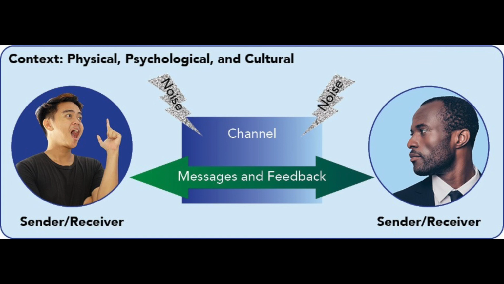The transaction model of communication includes all of the elements from the previous models, but the biggest difference is that both parties in the conversation are simultaneously the sender and the receiver, and both are sending and receiving messages constantly throughout the interaction. In this model, both people are sending verbal or nonverbal messages continuously and are adjusting their communication in response to the messages they are receiving from one another.